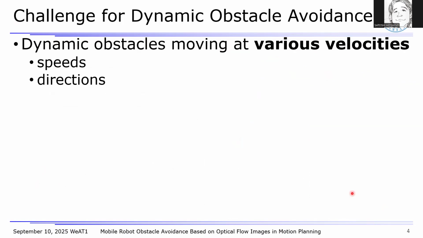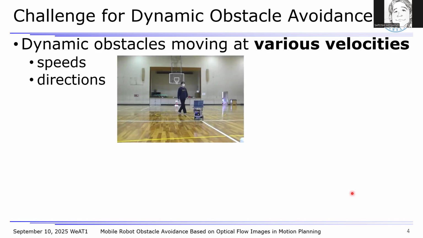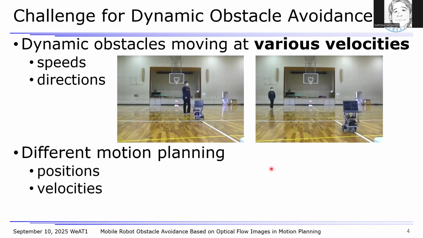However, dynamic obstacles can move at various velocities. Consequently, if a robot plans its avoidance motion based only on relative position, it may fail to avoid obstacles and collide with them. This collision can be prevented if the robot avoided the obstacle to the left. In other words, the collision occurred because the robot planned its avoidance motion while ignoring the directional component of the obstacle's velocity. So our goal in this work is to enable the robot to plan avoidance motions based not only on the obstacle's position, but also on its velocity.